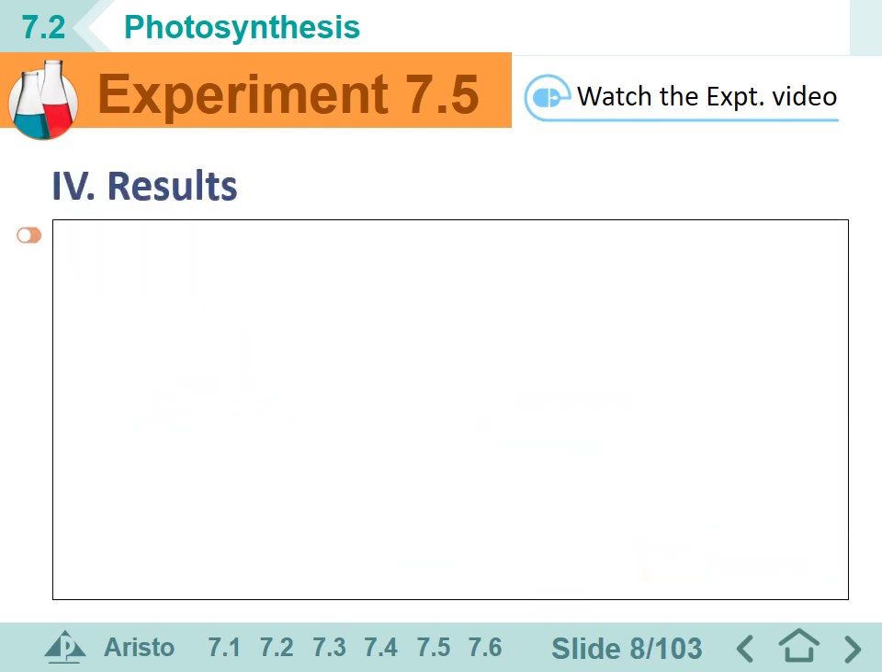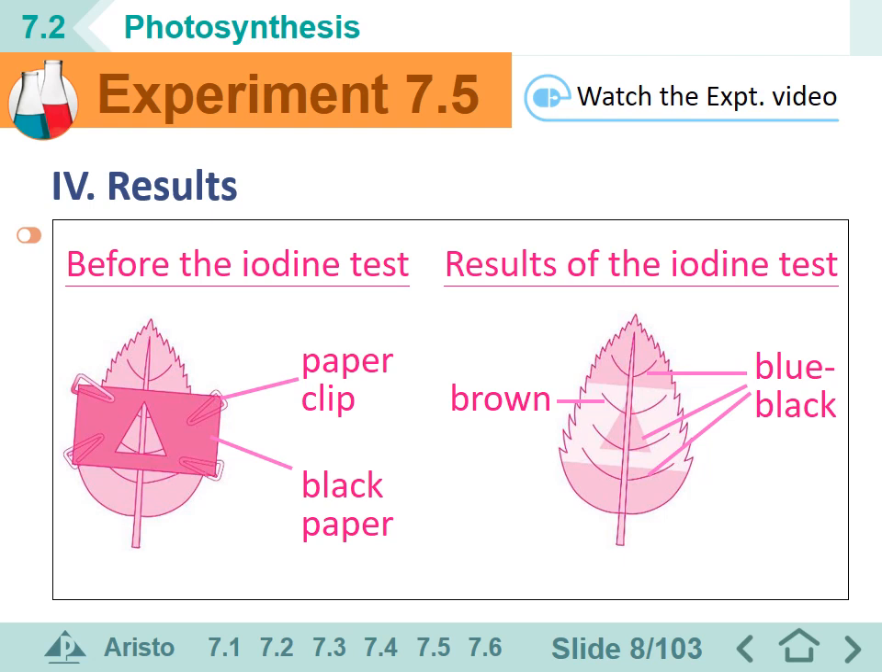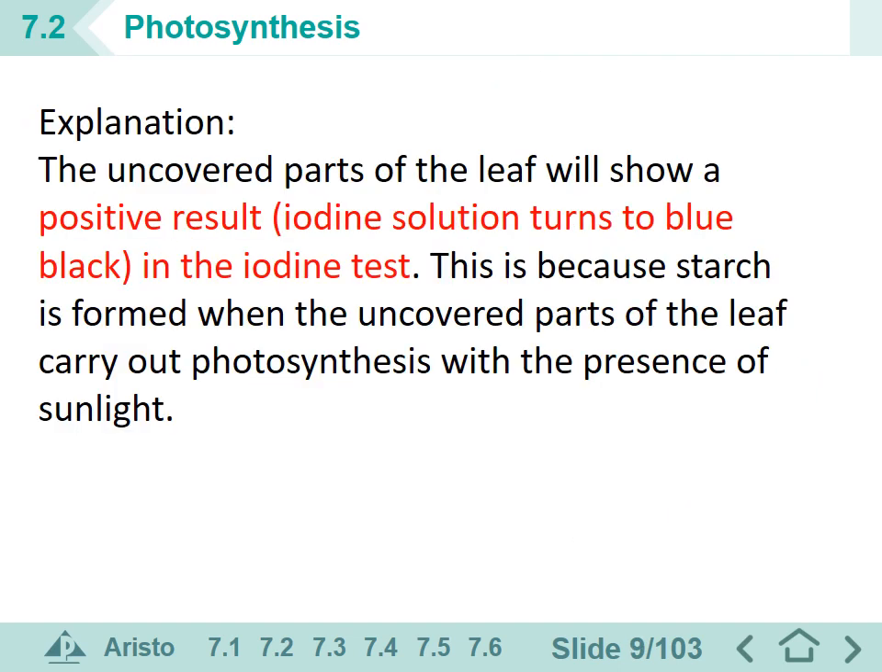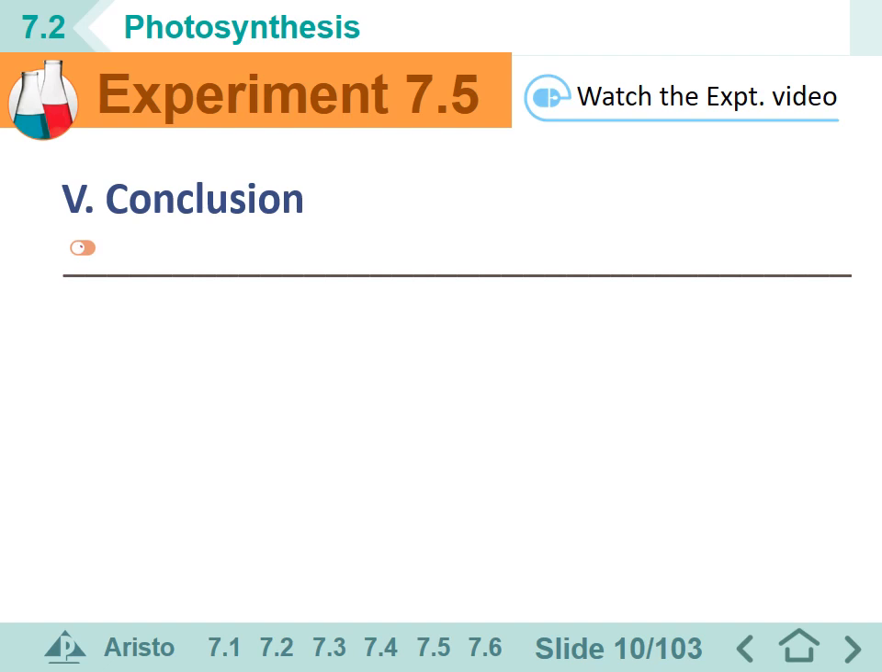So the result, I think, is that for the covered part, it remains brown. Because the iodine solution will change from brown to blue-black if there is starch. For the covered part there is no light, so no photosynthesis, so it remains brown. For the other part, when there is starch, it will become blue-black. So what's the conclusion? The conclusion is light is necessary for photosynthesis.